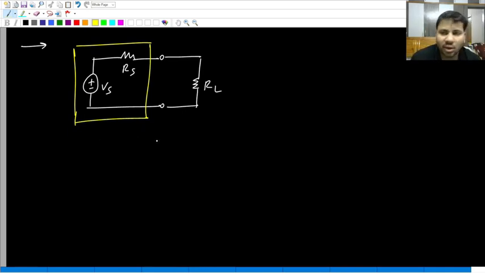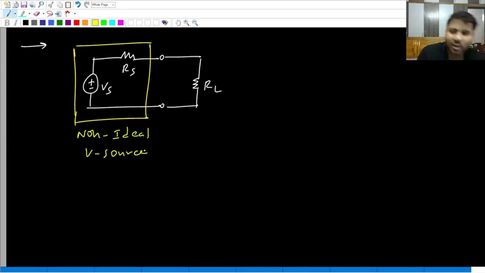Look at this yellow color box. If I ask you what is this yellow color box, you should say it is what? Voltage source. Is it ideal voltage source or non-ideal voltage source? Because of this Rs, it is what? Non-ideal voltage source. So this box, it is voltage source, but it is non-ideal. Now if I ask you what is the output resistance in this circuit, please type in the chat box.